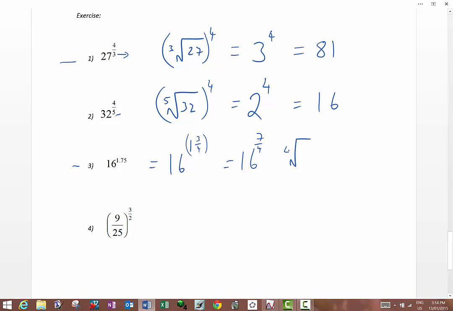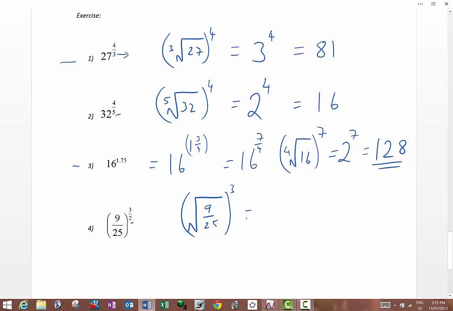This is the 4th root of 16 raised to the power 7. The 4th root of 16 is 2, and 2 to the power 7 is 2 times 2 times 2 times 2 times 2 times 2 times 2. So 2 to the 5 is 32, 2 to the 6 is 64, so 2 to the 7 is 128.